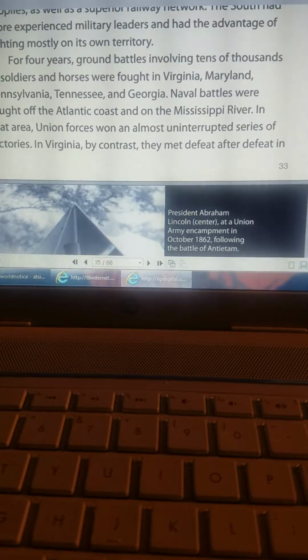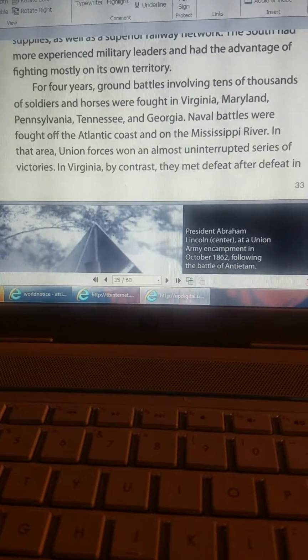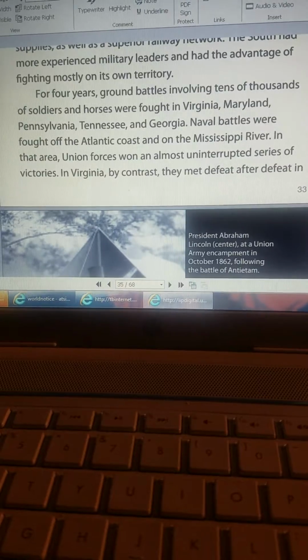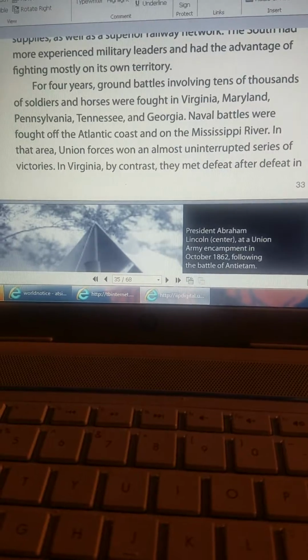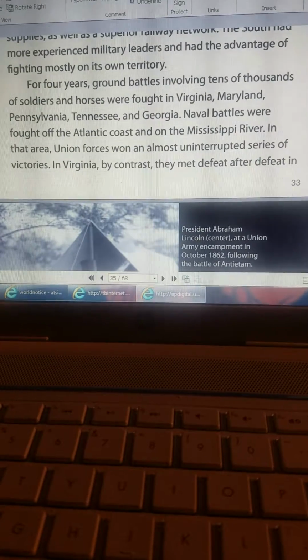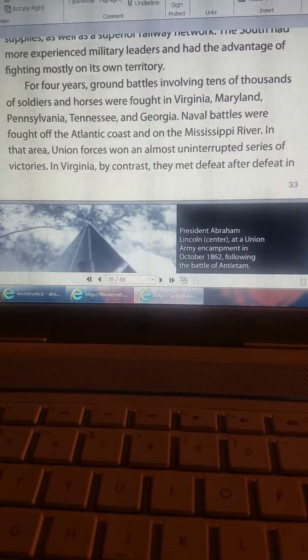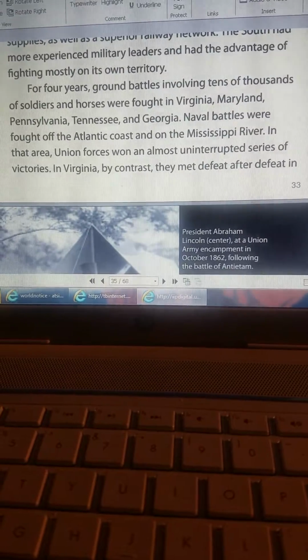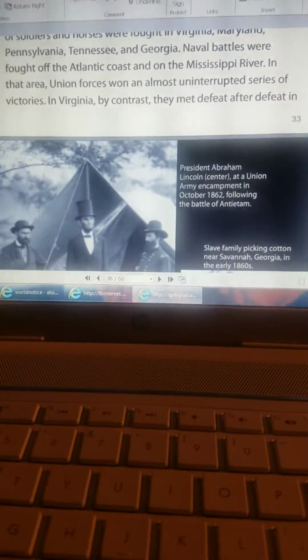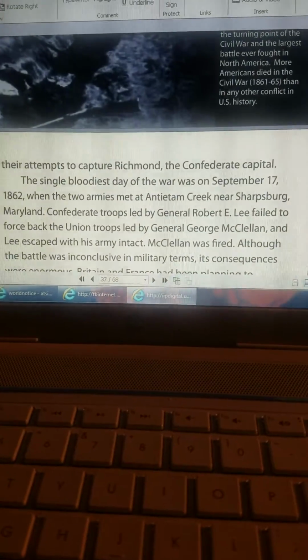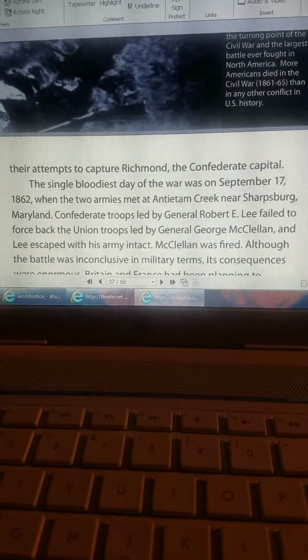For 4 years, ground battles involving tens of thousands of soldiers and horses were fought in Virginia, Maryland, Pennsylvania, Tennessee, and Georgia. Naval battles were fought off the Atlantic coast and on the Mississippi River in that area. Union forces won an almost uninterrupted series of victories in Virginia. By contrast, they met defeat after defeat in their attempts to capture Richmond, the Confederate capital.